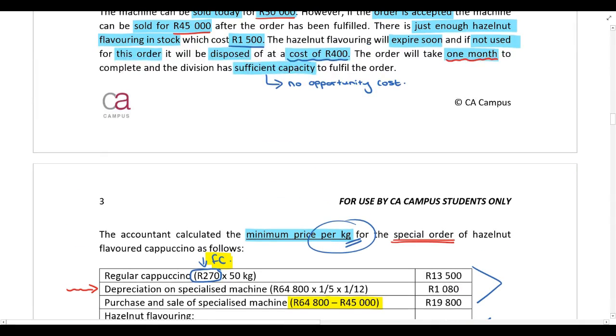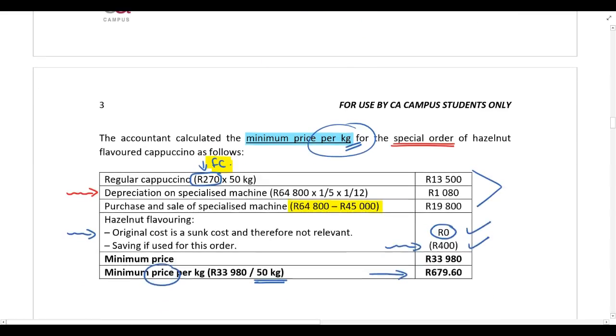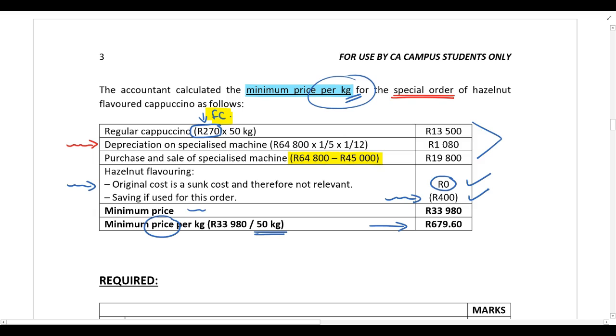Let's just check if there's anything else. We know that the order will take 1 month to complete. Okay, that's just for the depreciation. And we know that the division has sufficient capacity. That's very important, because if they have sufficient capacity, we know there's not an opportunity cost. Remember, guys, if there is an opportunity cost, it needs to be included over here in the calculation of the minimum price. And the calculation is exactly the same as what we looked at in Part C of the required. Remember, your opportunity cost is your lost contribution. So what contribution are they losing out on as a direct consequence of the special order? Include that in your calculation over here.